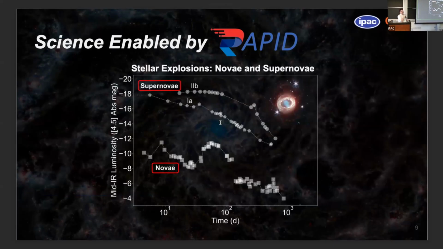So I'll just go through quickly again. This is a similar diagram to the one that Anya showed, just showing the mid-infrared, in this case from Spitzer, luminosity of transients, and then their evolution timescales that we've been able to probe with previous infrared missions. So of course we know about things like supernovae, which can form dust or be obscured by dust and have their SEDs peak in the infrared, but also novae, which can have outflows that form dust and have these multi-peaked light curves and contribute to the galactic chemical evolution of the Milky Way, for example.